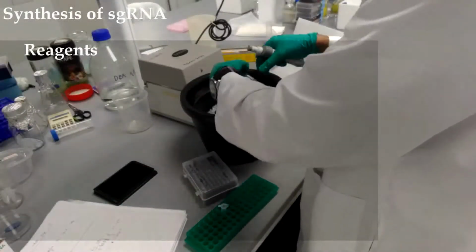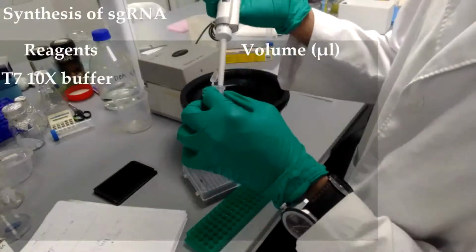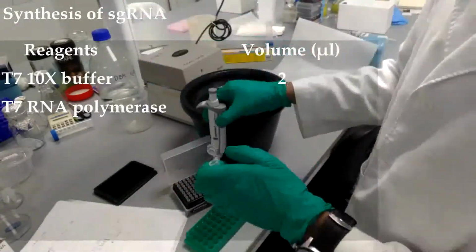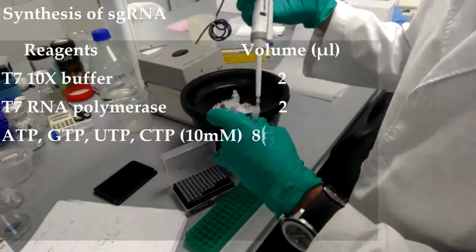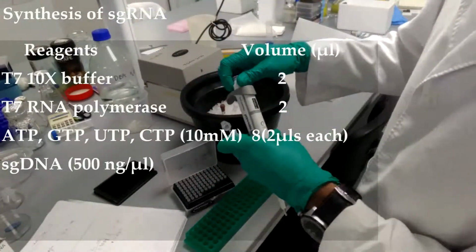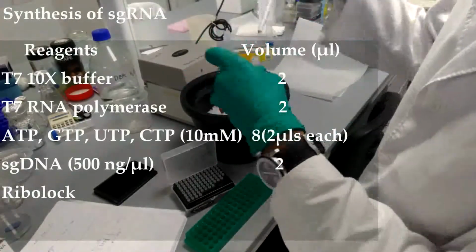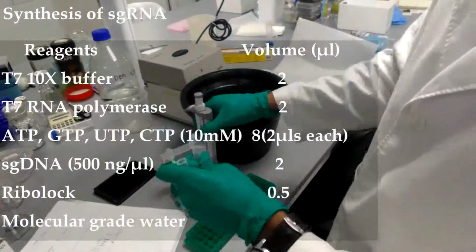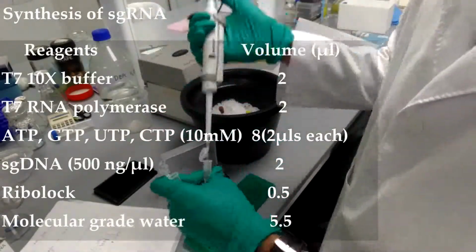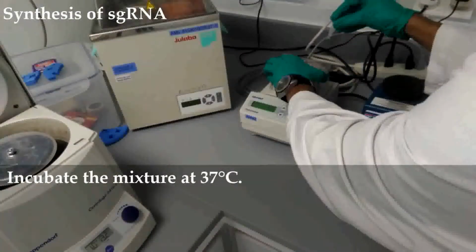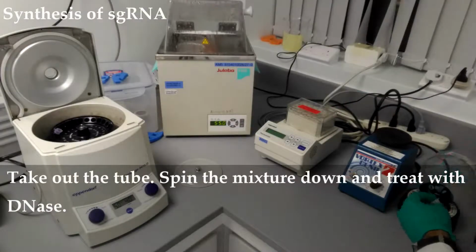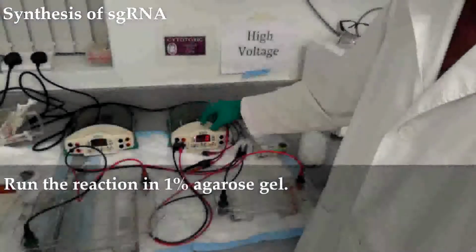In vitro transcription to prepare sgRNA. For the synthesis of sgRNA, add 2 microliter of T7 10x buffer, 2 microliter of T7 RNA polymerase, NTP mix 2 microliter each, sgDNA 2 microliter, RiboLock 0.5 microliter, and molecular grade water 5.5 microliter. Incubate the mixture at 37 degrees Celsius. Leave the tube for 16 hours. Take the tube out, spin the mixture and treat with DNase. Run the reaction in 1% agarose gel.